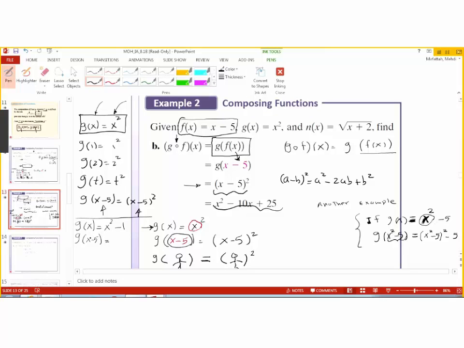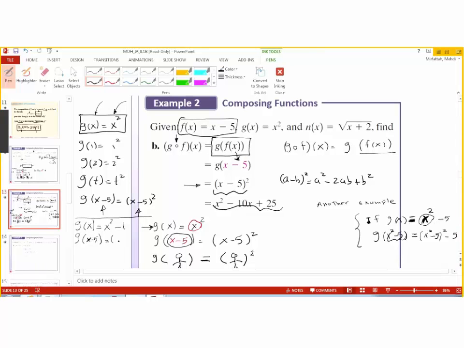I think it's going to be x squared minus, no, x squared minus 1 because x. You're replacing the x. Look, you're replacing x with x minus 5. So it would be x minus 5 squared, then minus 1.